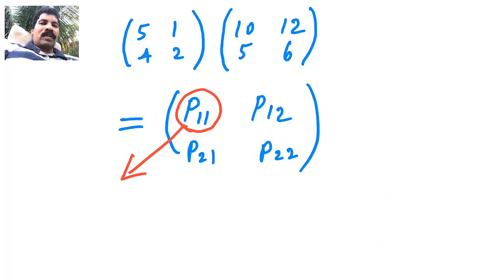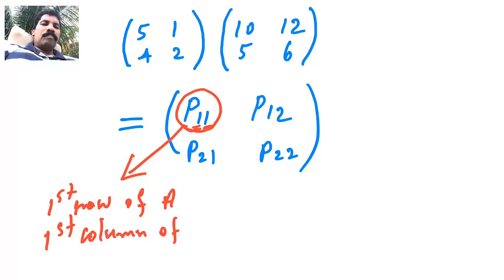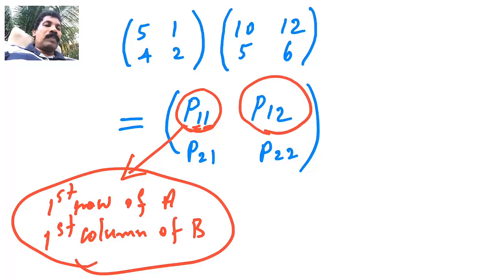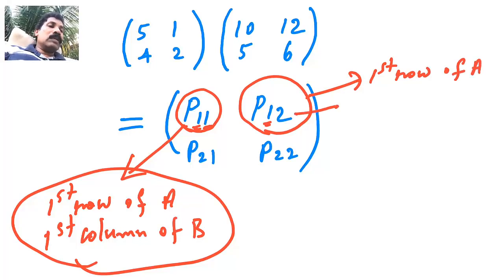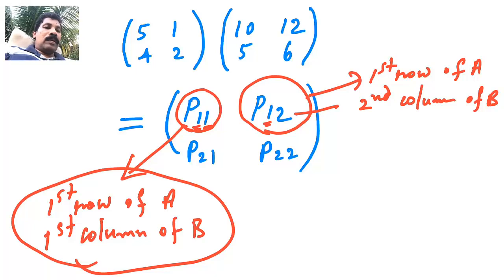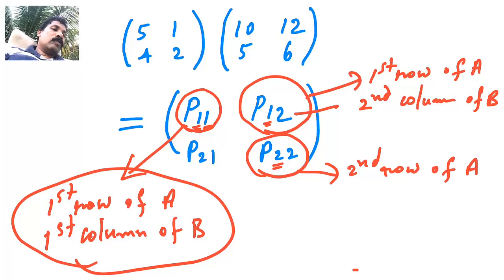I told you, in order to get the 1/1 entry in the product, we have to multiply 1 1, the first one for first row of A, meaning the first matrix, and the second one means first column of B. In the same way, in order to get P12, here 1 means first row of A and 2 means second column of B. Then similarly, in order to get P22, what to do? First, 2 means second row of A to be multiplied by the 2 means second column of B. That's all.